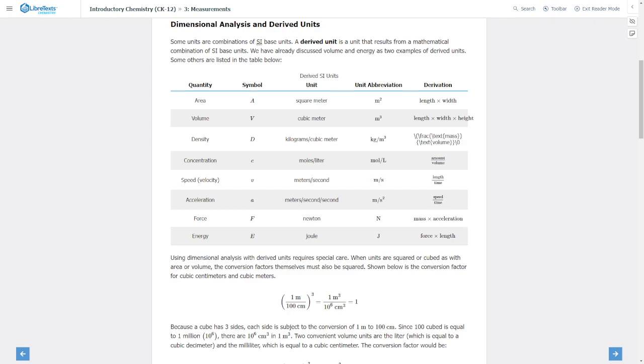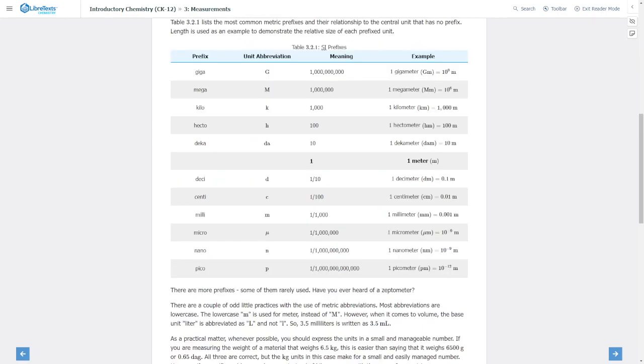So now we're going to go on to prefixes. Prefixes are a little more basic. They're just how you take your standard SI units and, for example, go from grams to kilograms, and vice versa. So here's our table of prefixes. The most common ones you'll see are kilo, deci, centi, and milli.